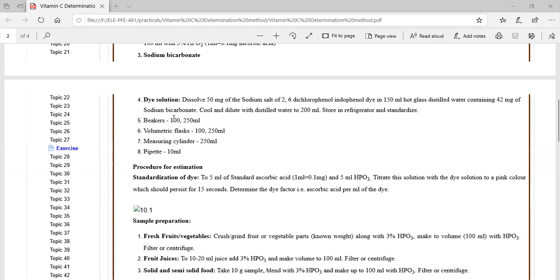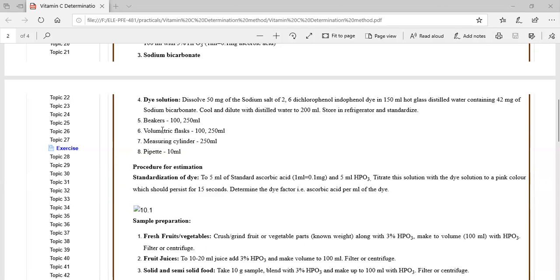For making the dye solution, you have to dissolve 50 milligrams of the sodium salt of 2,6-dichlorophenol indophenol dye in 150 ml hot glass distilled water containing 42 milligrams of sodium bicarbonate. After that, cool and dilute with distilled water to 200 ml. This dye solution should be stored in the refrigerator and standardized.